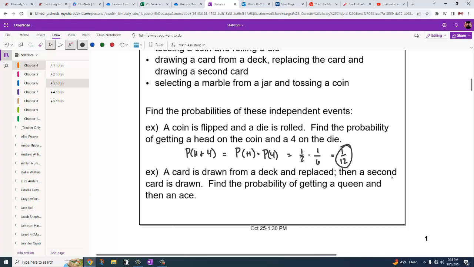If I'm going to draw from a deck and then replace it, then a second card is drawn. Find the probability of getting a queen and then an ace. The probability of a queen and ace would be the probability of a queen times the probability of an ace. The probability of getting a queen would be 4 out of 52 times the probability of getting an ace. If the cards were all put back, there would be 4 aces and there would still be 52 cards. Those each reduce to 1/13, so that's 1 out of 169 for our probability.